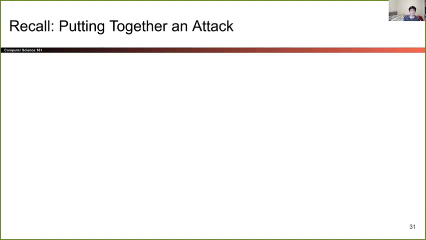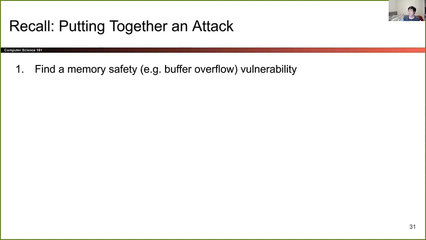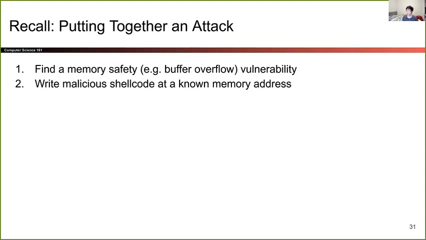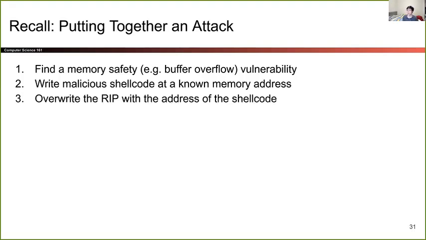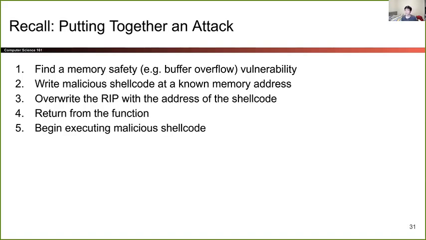So I'm pulling back this slide from yesterday. This is the flow of how we execute an attack in the first place. First, we need to find a memory safety vulnerability. Then we need to write shellcode at a known address. Then we need to overwrite the RIP with that address. Then we need to return from the function. Then we're going to start executing our shellcode.